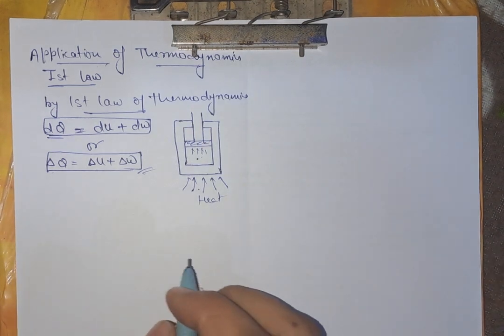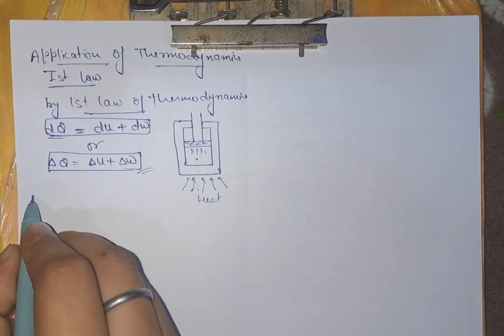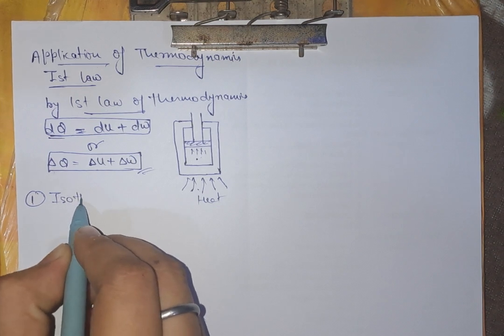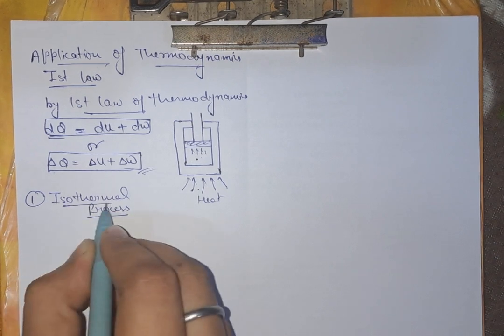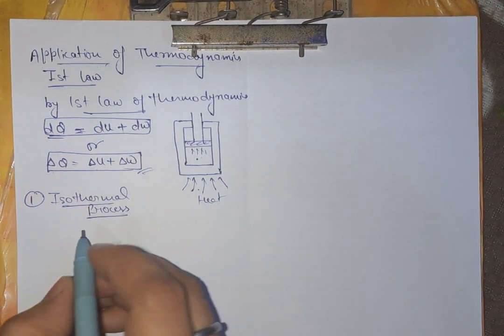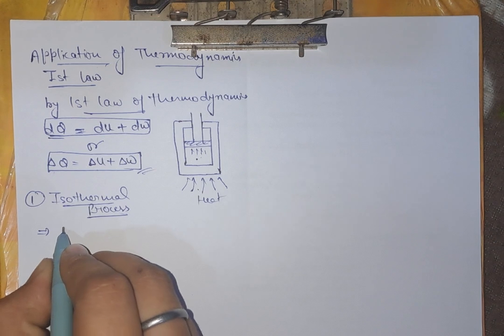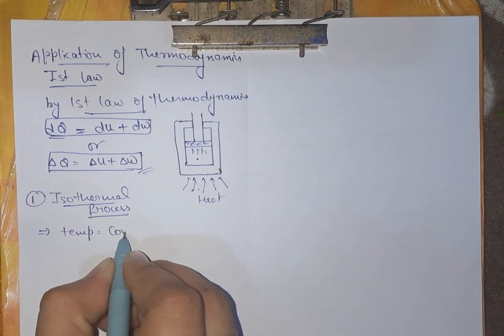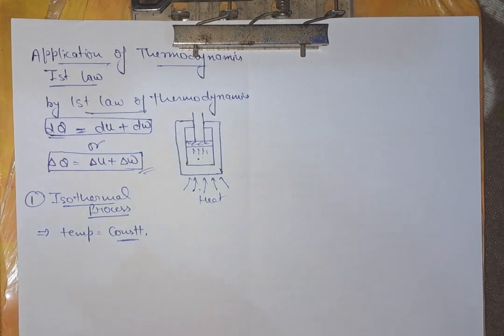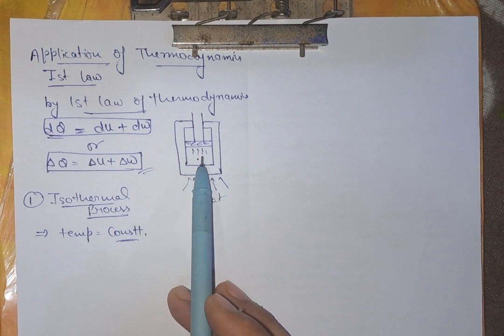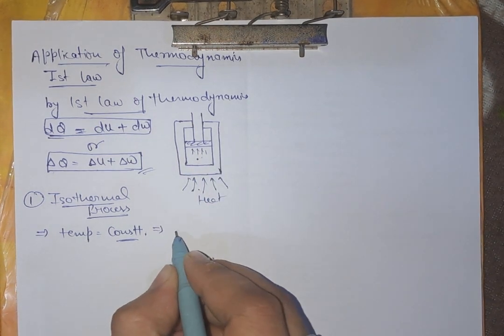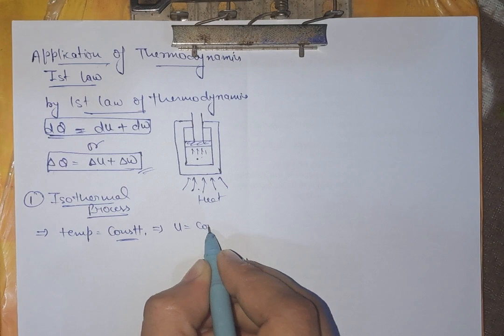So what do we understand with this? What are the applications? The first application is in the isothermal process. So what is this isothermal process? Iso means same temperature, so the temperature is to be kept constant. And when temperature is kept constant, what will happen? The overall internal energy will also remain the same. This means U is also constant.